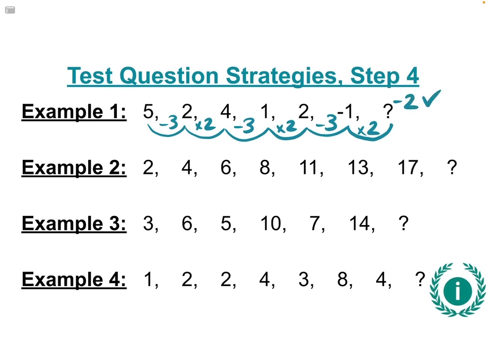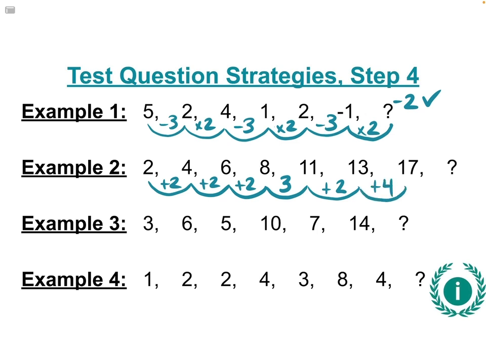Let's look at example 2. Example 2, if we find the difference, we're adding 2, adding 2, adding 2. So far, it looks like we have an arithmetic pattern, but then all of a sudden it changes. And now we have +3. Then we go back to another +2. And then all of a sudden we have +4. So what is going on here?